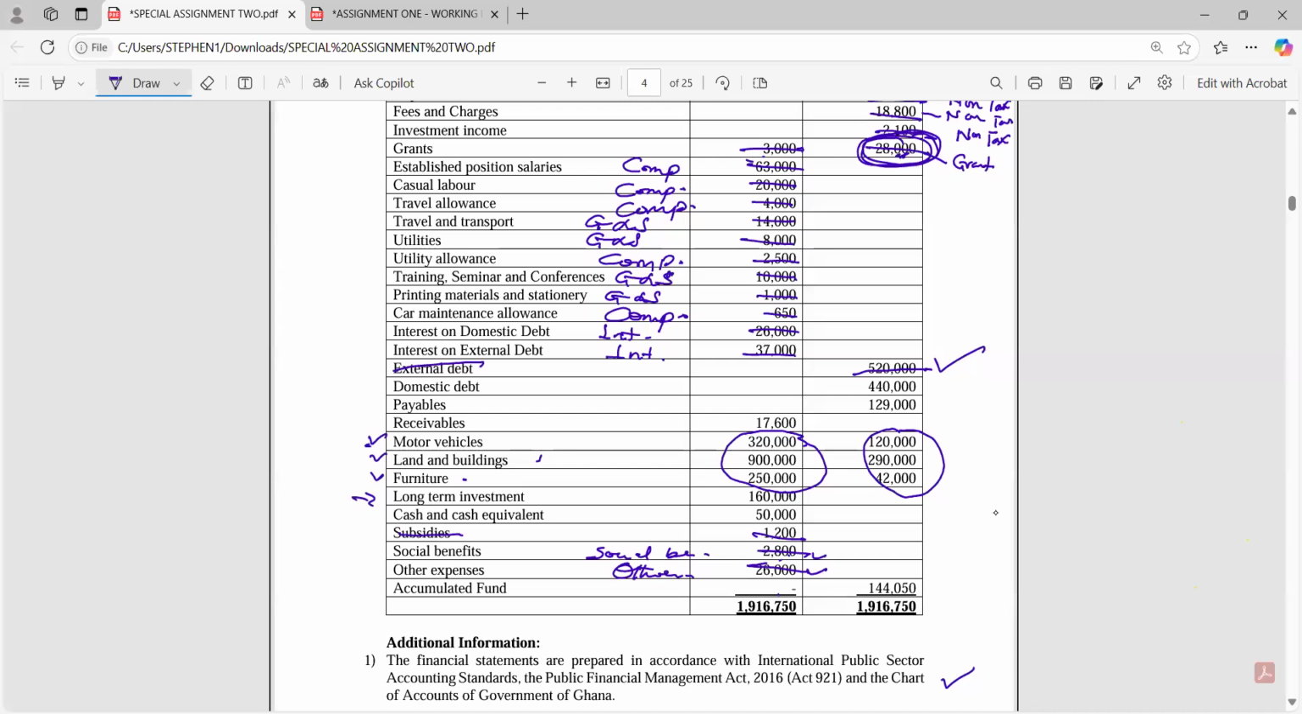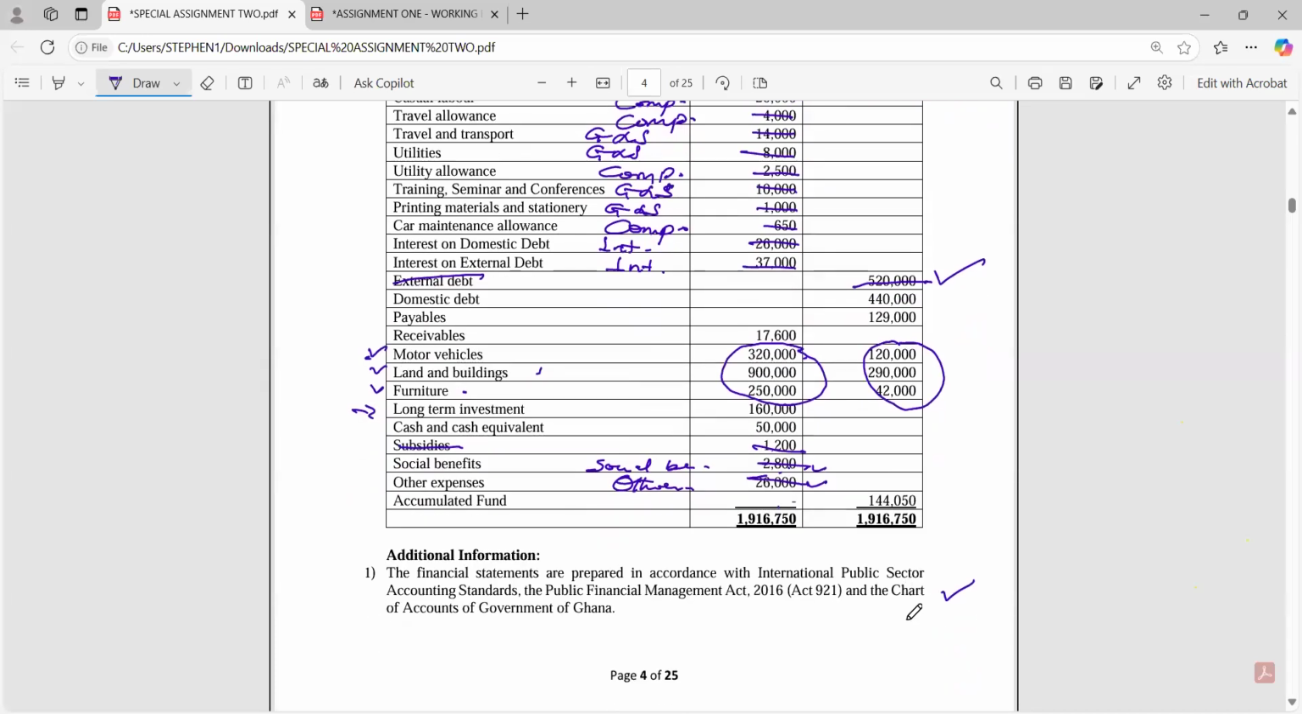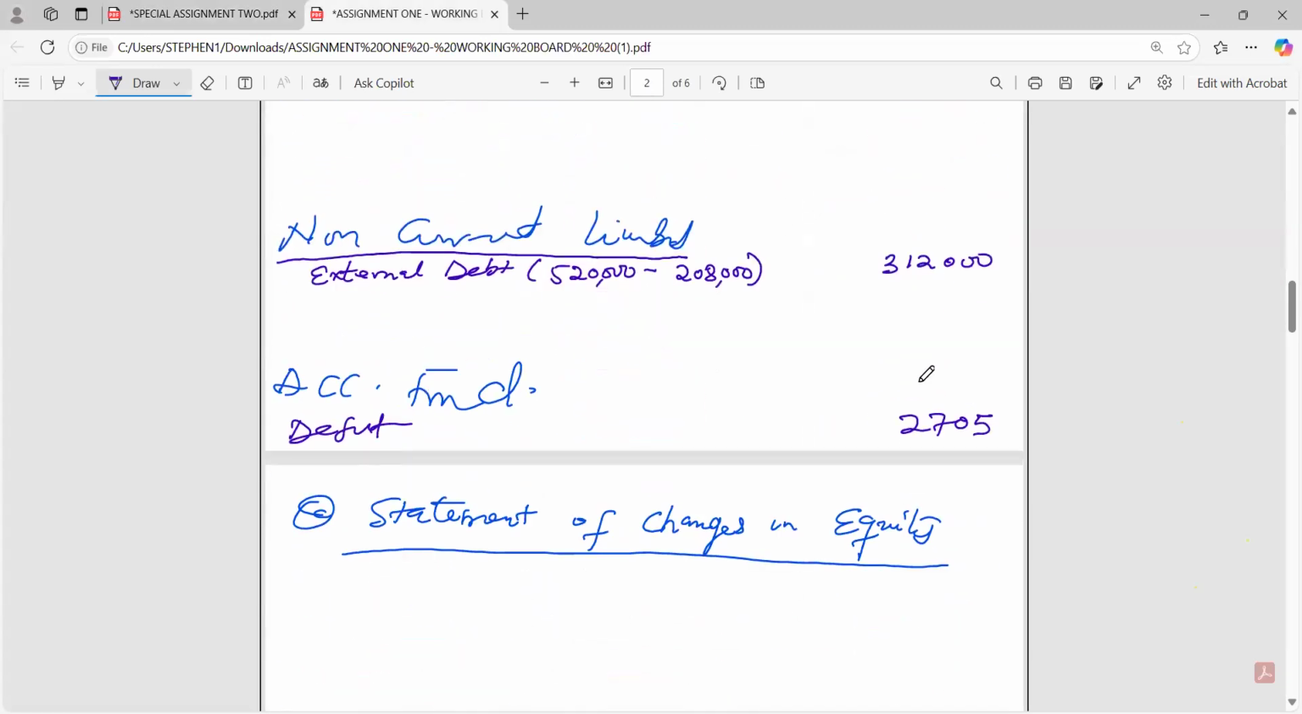So you realize that preparation of the balance sheet becomes so simple. Just pass 3 entries and you are done, right? So we have accumulated fund 144,050. Remember, what I said about accumulated fund is that its normal position is the credit side. In case you see it at the debit side, it means that it is a negative number. But if you see it at the credit side, it is a positive number. So let's go and write accumulated fund 144,050.